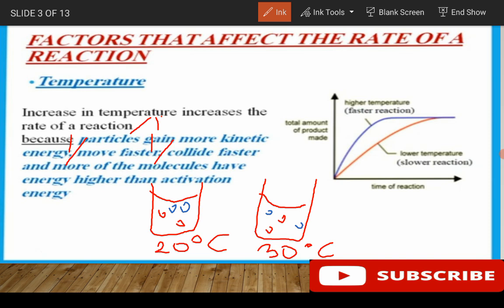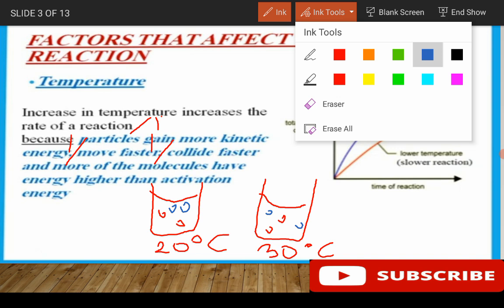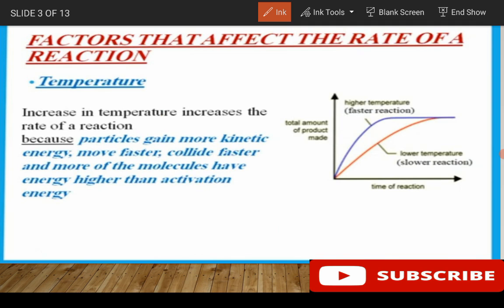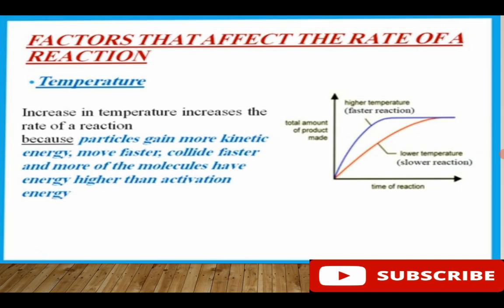Now, let's suppose that you have carried out 2 experiments. One at a lower temperature and the other one at a higher temperature, and plot a graph and monitor the amounts of the products formed. Such graphs will appear as shown here.